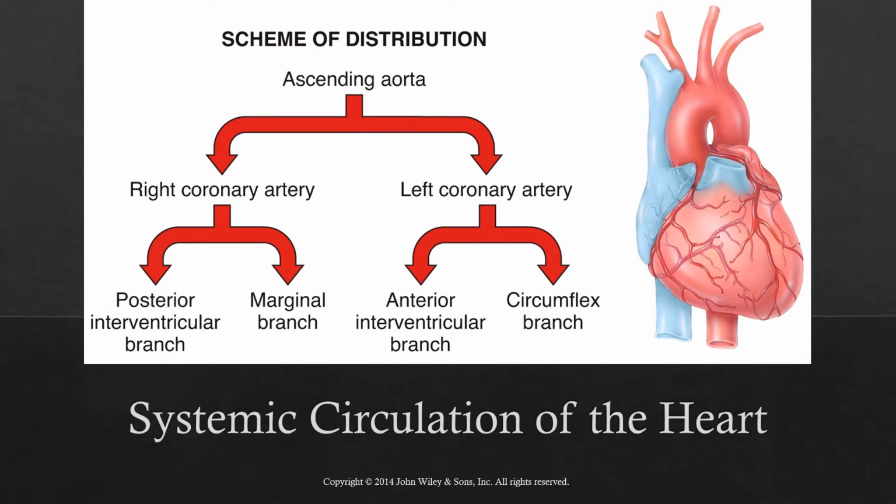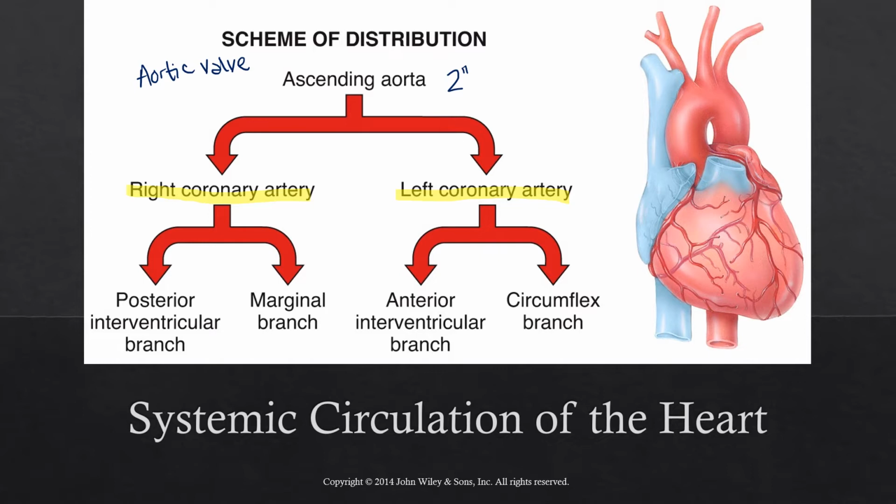So here we have a schematic of the branches coming from the ascending aorta. First off, the ascending aorta is only about 2 inches in length, and it begins at the aortic valve. Then we have the right and left coronary arteries coming off of the ascending aorta, just superior to the aortic valve. And remember, they form a crown-like ring around the heart that branches off to the atrial and ventricular myocardium.